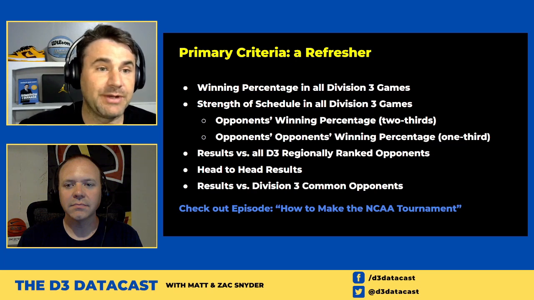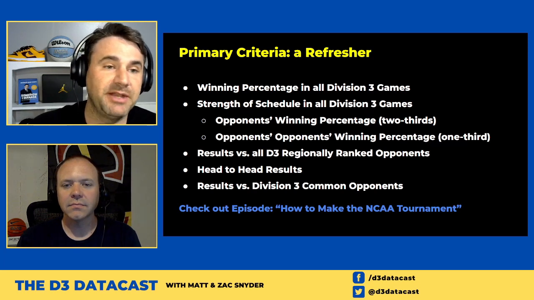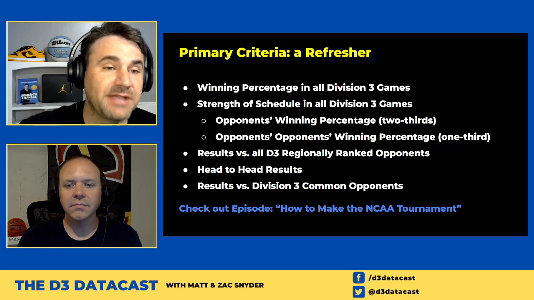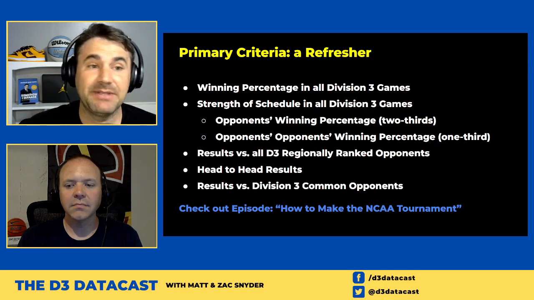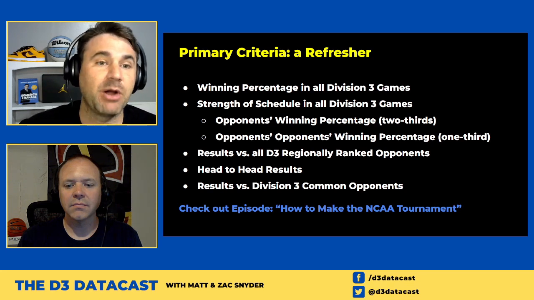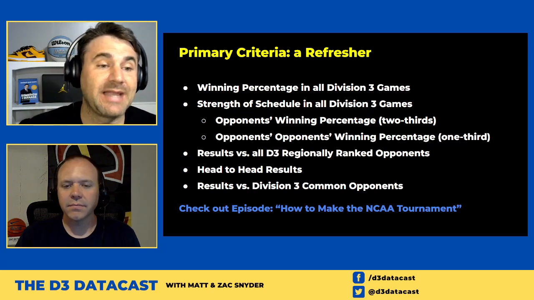The third primary criteria is results versus all Division III regionally ranked opponents. So in February, the national committee and the regional advisory committees get together and rank the regions 1 through 6 or 7, and those ranked teams feed into the primary criteria. We also consider head-to-head results in these Division III games. If you play a team that's also up for consideration in your region or nationally for selections, that is part of the primary criteria. And the fifth and final criteria piece is results versus all Division III common opponents.